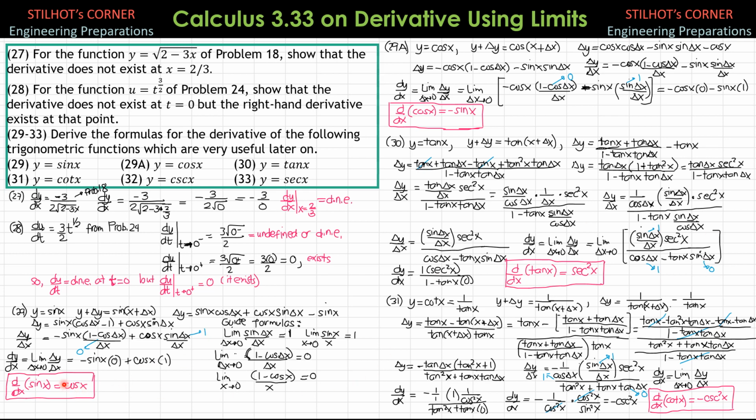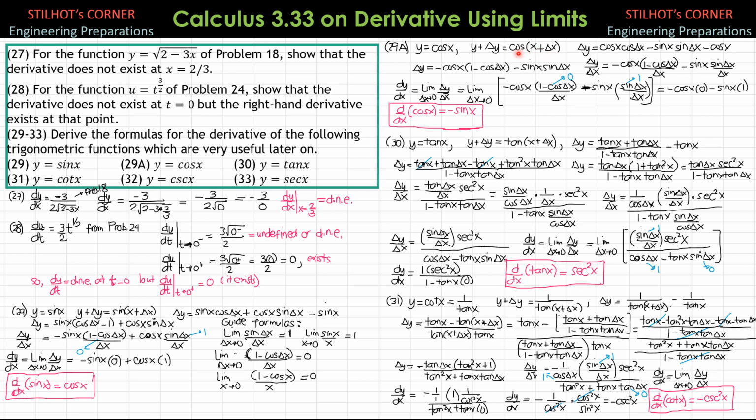And from now on, you must be able to memorize that formula, because later on, we differentiate functions directly using these formulas, especially functions that involve trigonometry. Number 29a: y equals cosine x, so y plus delta y equals cosine of quantity x plus delta x.